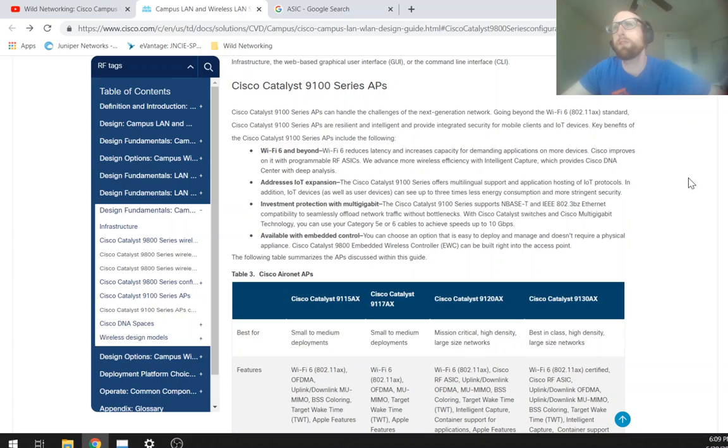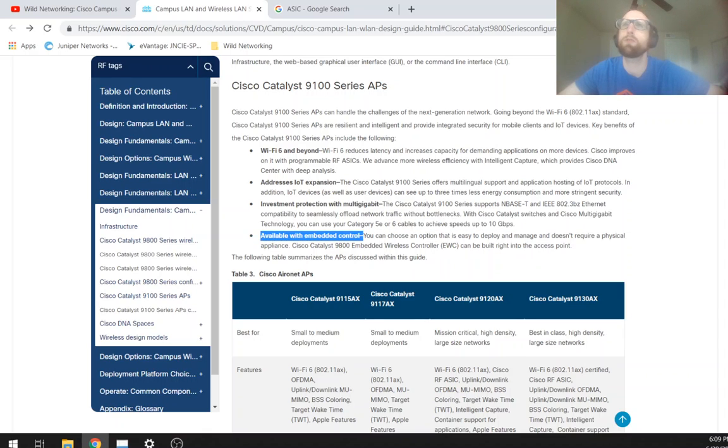Investment protection with multi-gigabit. The Cisco Catalyst 9100 series supports NBASE-T and IEEE 802.3bz Ethernet compatibility to seamlessly offload network traffic without bottlenecks. With Cisco Catalyst switches and Cisco multi-gigabit technology, you can use your Category 5E or 6 cables to achieve speeds up to 10 gigabits per second.